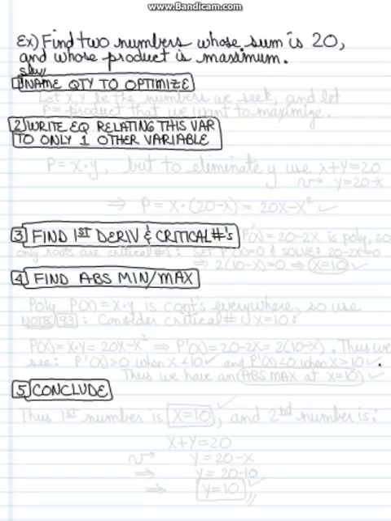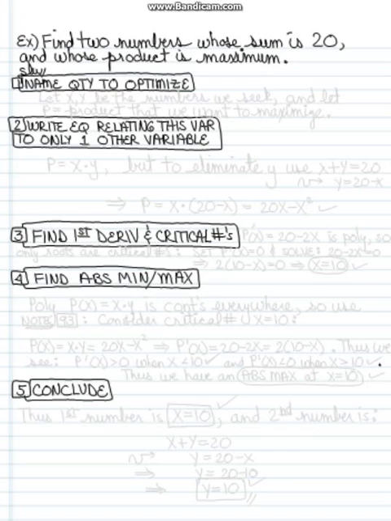Step one, we're going to name the quantity that we want to optimize. In this case, we want to maximize. Step two, we're going to write an equation that relates this variable from step one to only one other variable. Step three, we're going to find the first derivative and the critical number. Step four, which is probably one of the hardest steps, find the absolute minimum or maximum as required. And then step five, we're going to wrap it up with a conclusion.